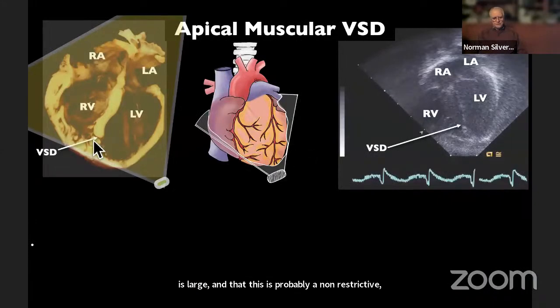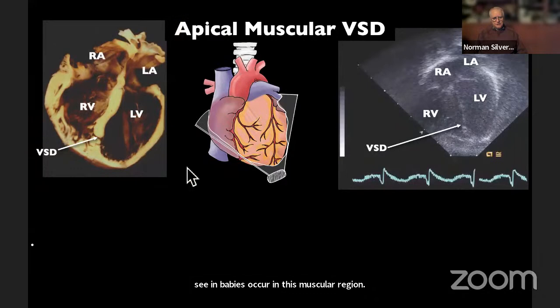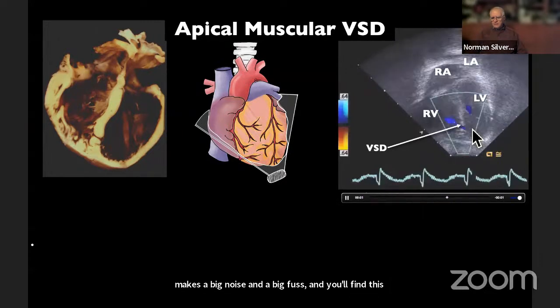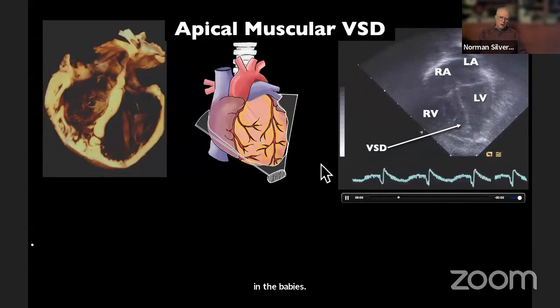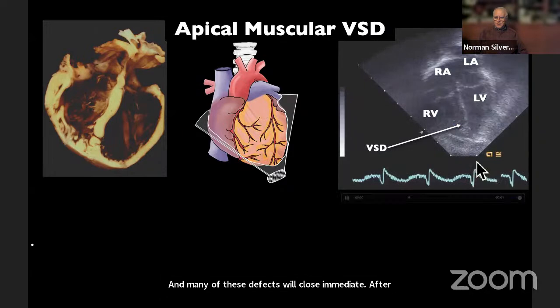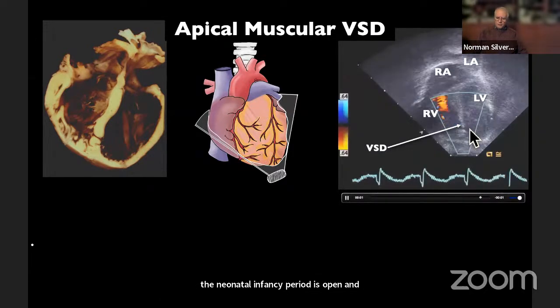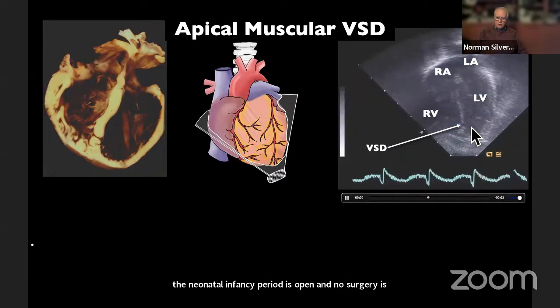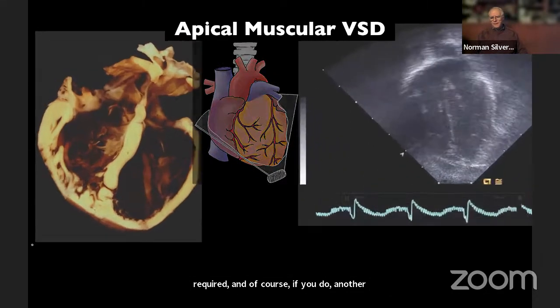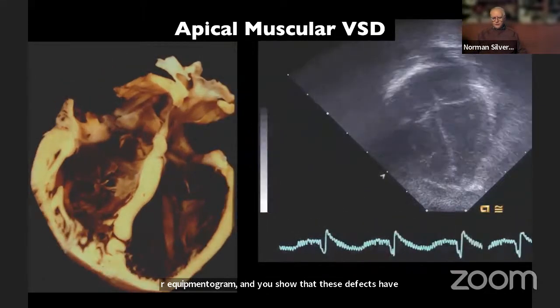Now, the commonest ventricular septal defects that we see in babies occur in this muscular region. Here you can see this is down at the apex, a tiny VSD, makes a big noise and a big fuss, and you find this in the babies, and many of these defects will close immediately after the neonatal infancy period and no surgery is required. And of course, if you do another echocardiogram and you show that these defects have gone, the mother is very, very grateful to you. So they don't often require surgery.